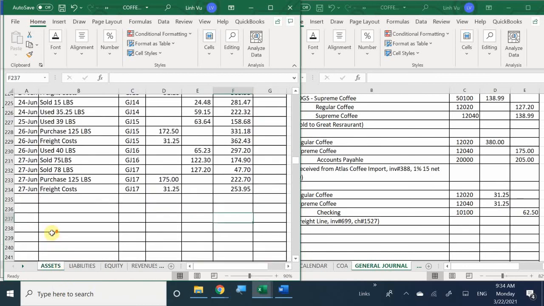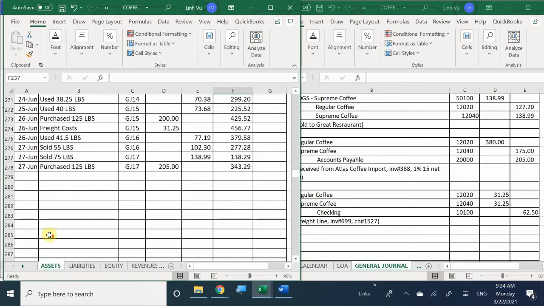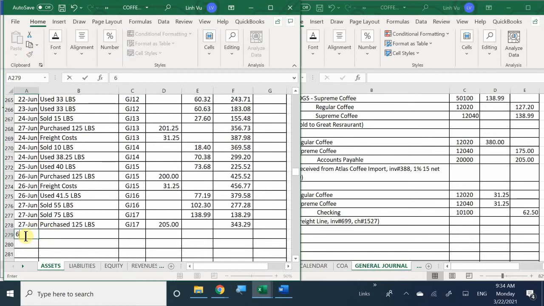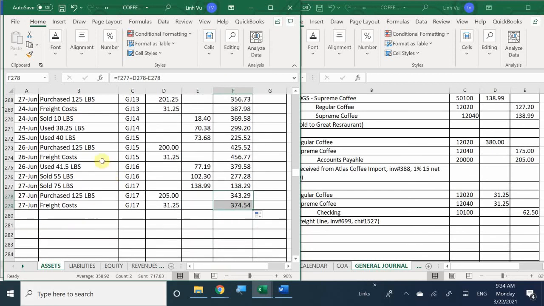Oh, sorry. Now we're going down to Supreme Coffee. Freight cost. General 17. At 31.25. Okay, bringing my total account balance to 374.54. Good. Then lastly, we have to go up here and write our check.